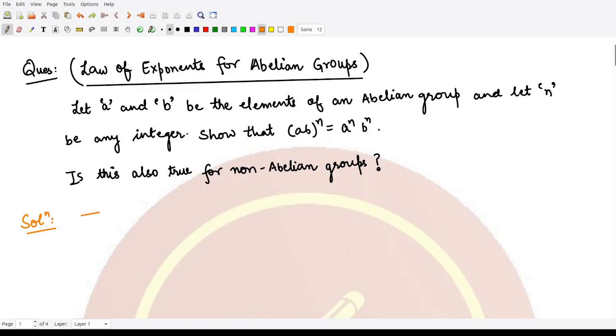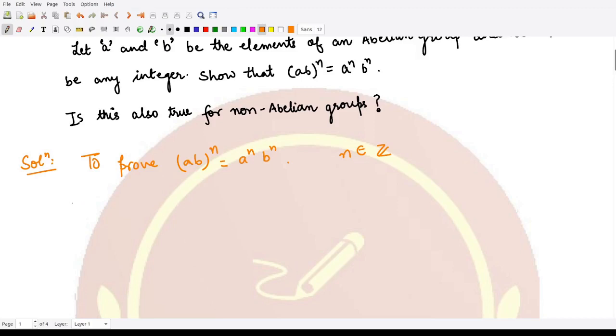So to prove that, what we wanted to prove is that (ab)^n is equal to a^n b^n, where n is some integer. Now we will try to prove the result using induction. Whenever n is greater than or equal to 0, we can use induction because induction is used on positive integers. So for induction, we'll go step by step. We let n be equal to 0 because we start from 0.